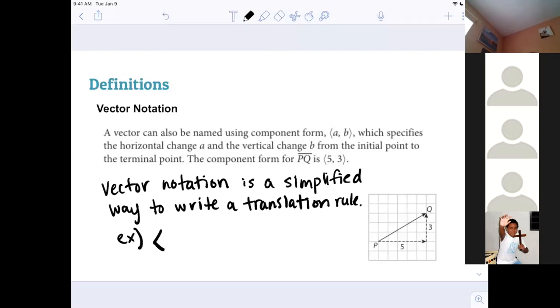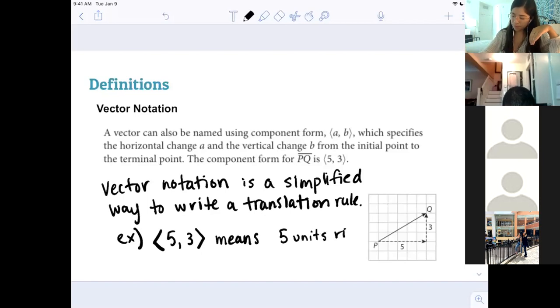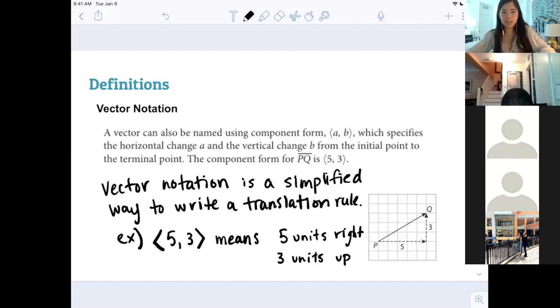When the parentheses are kind of like little, instead of being curves, they have an angle. So notice these parentheses are a little bit different. That's how you can tell that it's vector notation. So for example, here, when I have those little brackets and the brackets say 5, 3, this means 5 units to the right, and 3 units up. And if it was a negative number, then it would be left and down. But since it's positive, that means it's right and up.